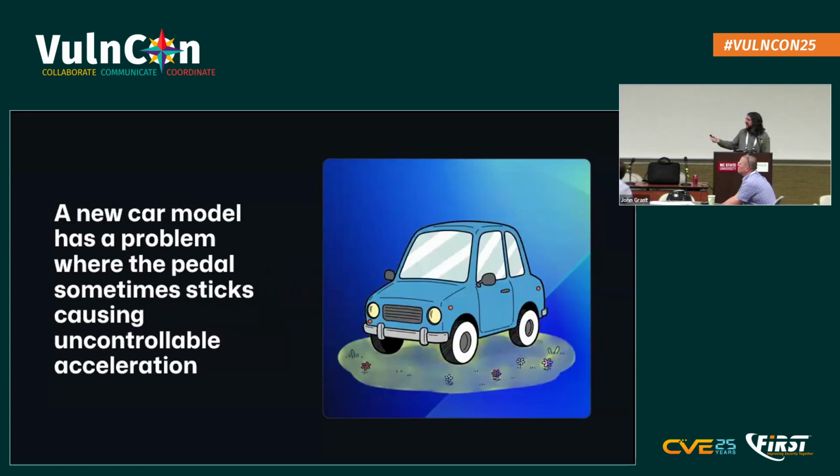Right. A new car model has a problem with the pedal that sometimes sticks and causes uncontrollable acceleration. Yeses? Any no's? One no? This is a safety issue, not a security issue. There's no attacker that can cause that. It's just random. Right. Now, if you could present an attack vector where that happens, right? It doesn't matter if it's not controlled by an attacker, right?